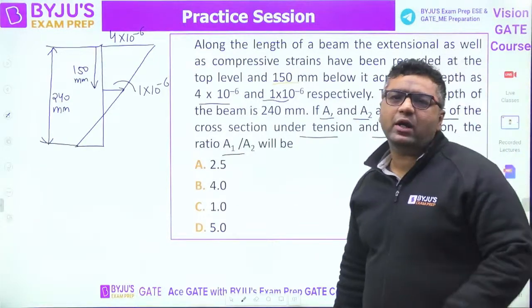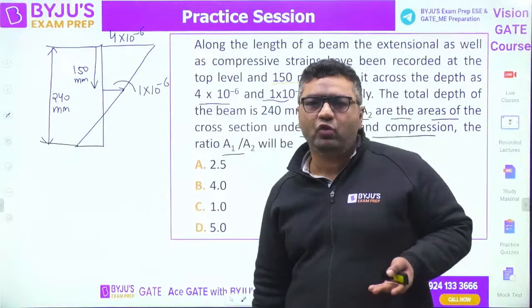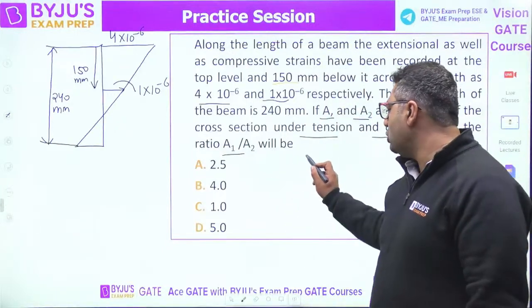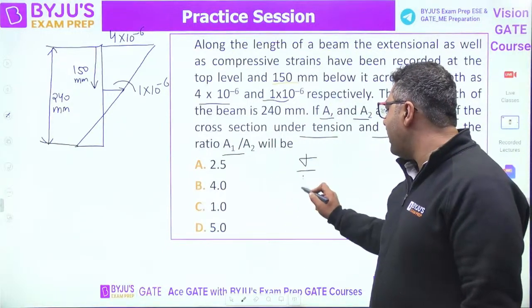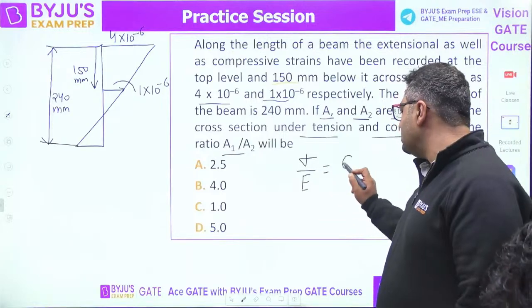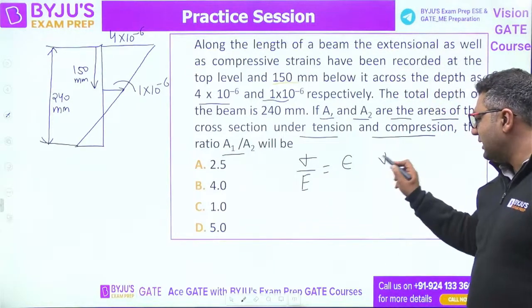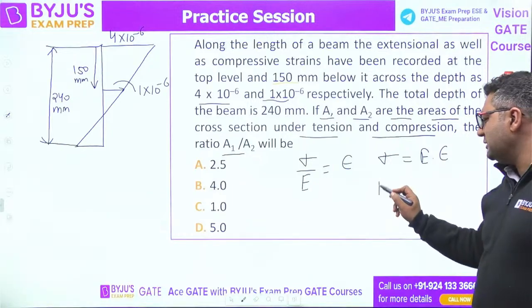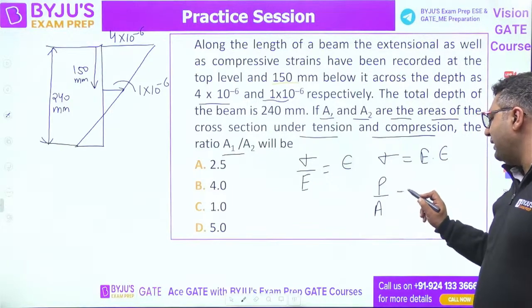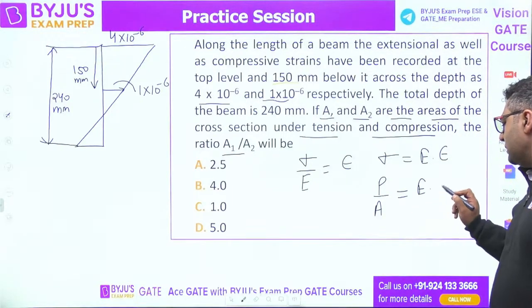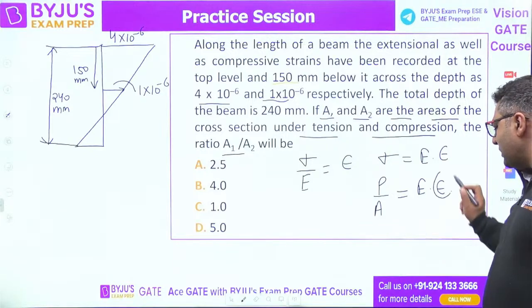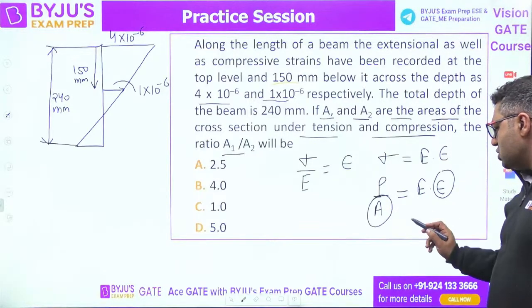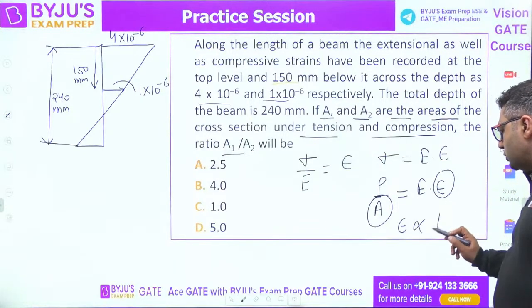You know that whenever we are talking about bending, it is a kind of normal stress, hai na? And you also know that we write sigma by E is equal to epsilon generally. So sigma can be written as E into epsilon, and sigma is P by A, or you write it in the form of M by Z. So whenever we are saying this, you can see the relation between area and strain. So it is looking like strain is inversely proportional to area.